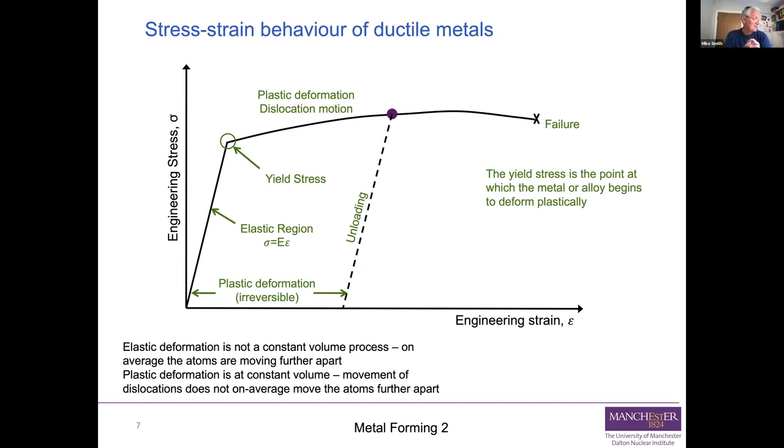Plastic deformation is a constant volume process. Poisson's ratio is 0.5. So the volume is not changing, because on average dislocation motion is not moving the atoms further apart. It's just allowing the whole shape of the component to change. So that's an engineering stress strain curve.